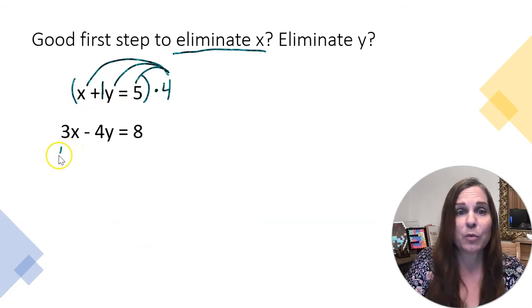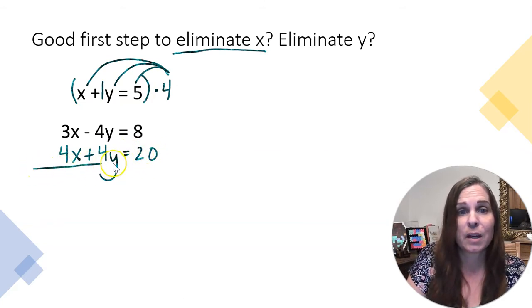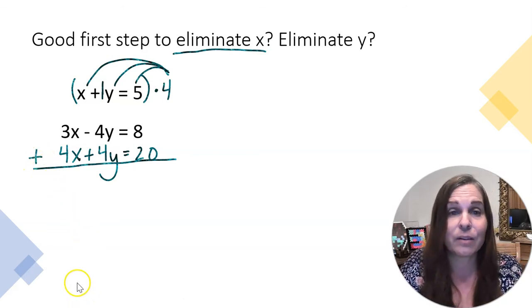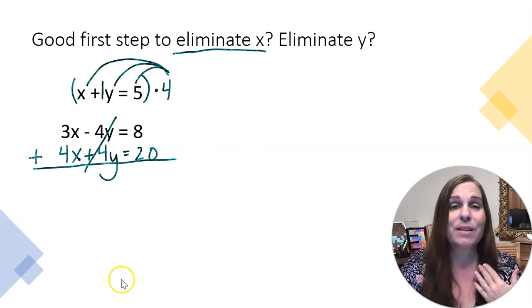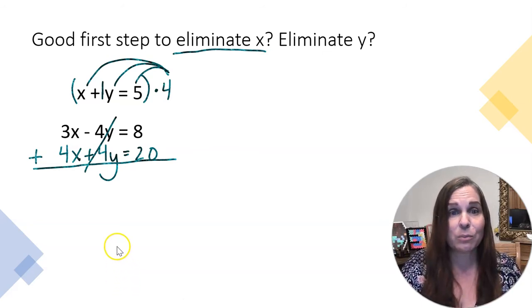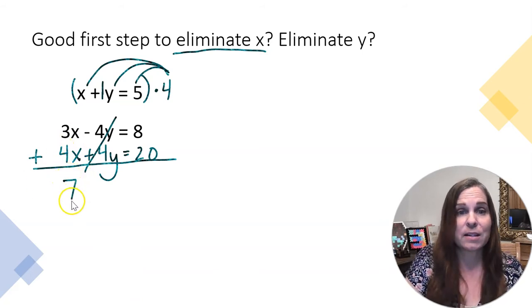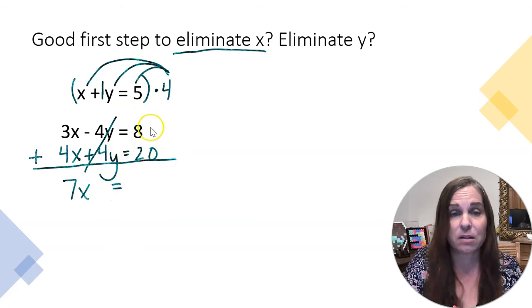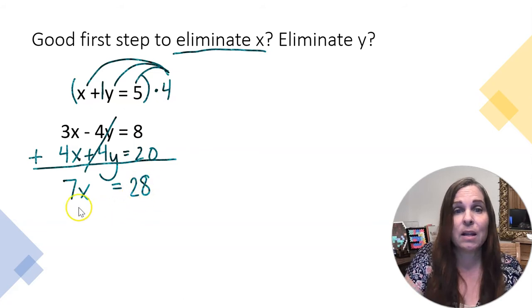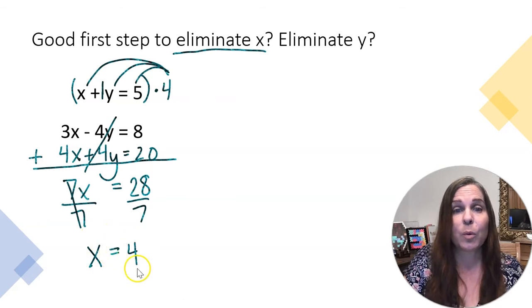So I would get 4x, and then 4 times y is 4y, and then 4 times 5 is 20. So this time, when I add my terms together, the y terms are the ones that are eliminated because they're opposites. So when I add them, I get 0. I add the x terms and I get 7x. I add the numbers on the right side, my constant terms, and I get 28. And then I divide both sides by 7 to get that x equals 4.